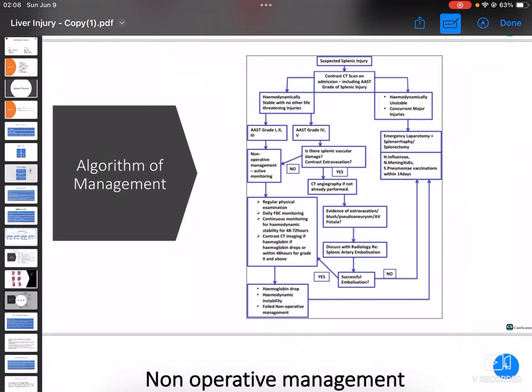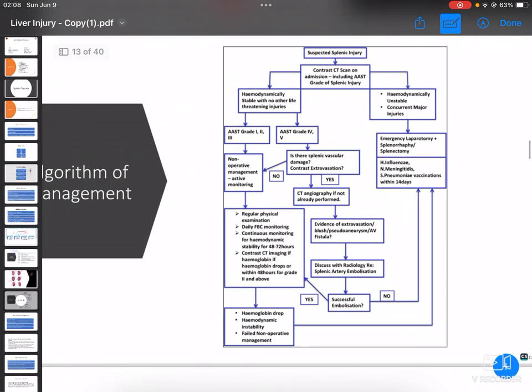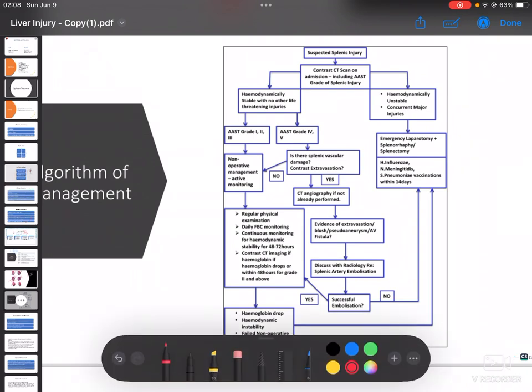Now we have to go for the algorithm of the management. Suspected liver or splenic injury: contrast CT scan, admission including AAST grade, hemodynamics stable. So we first have to observe whether the patient is hemodynamically stable or unstable. If the patient is hemodynamically stable, then our planning of management will be one way, and if the patient is unstable, our planning should change.